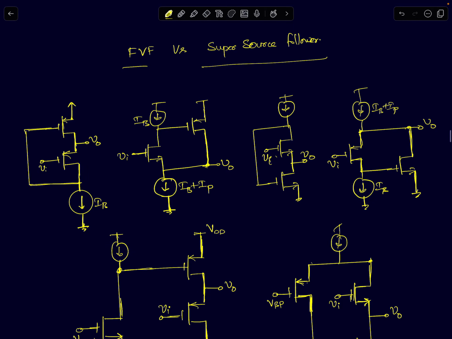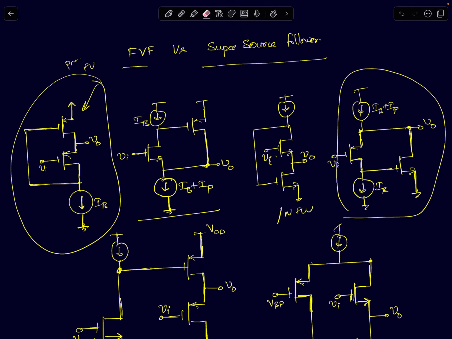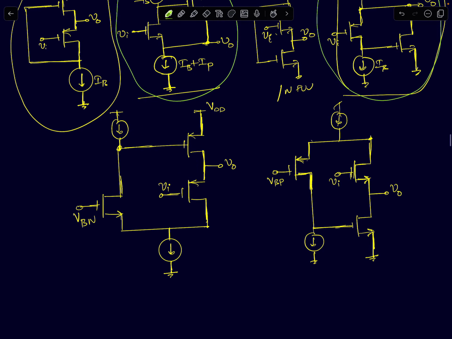So these two structures shown here are called flipped voltage followers. This is an NMOS flipped voltage follower, and this here is a PMOS flipped voltage follower. And these two, this one and this one, I should probably highlight in a different color. So this one here and this one are what are called the super source followers. And shown here at the bottom, these structures are called cascaded flipped voltage followers, or cascode flipped voltage followers.